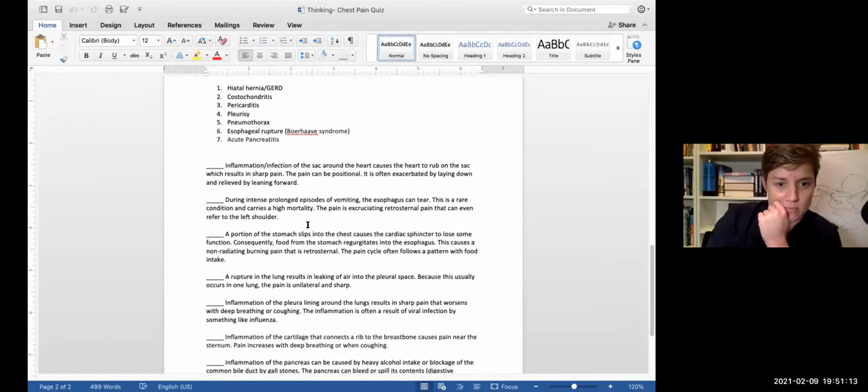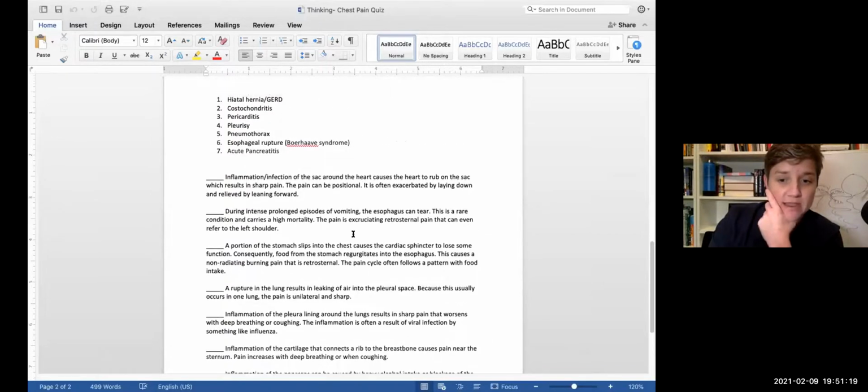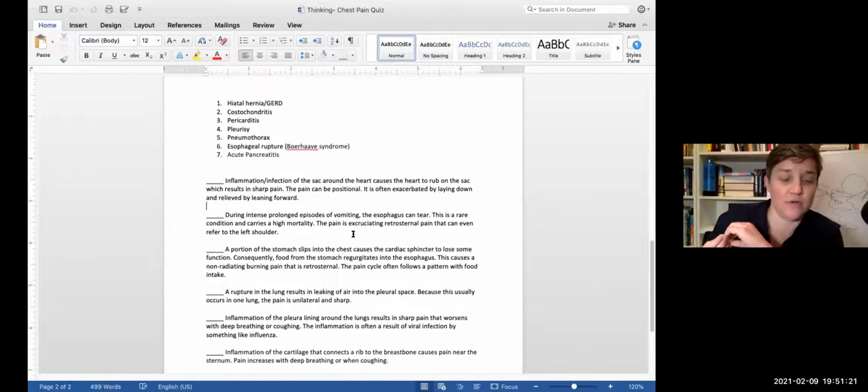All right, couple more. Inflammation of the pleural lining around the lungs results in sharp pain that worsens with deep breathing or coughing. The inflammation is often a result of viral infection by something like influenza, like the flu. This one's pleurisy.